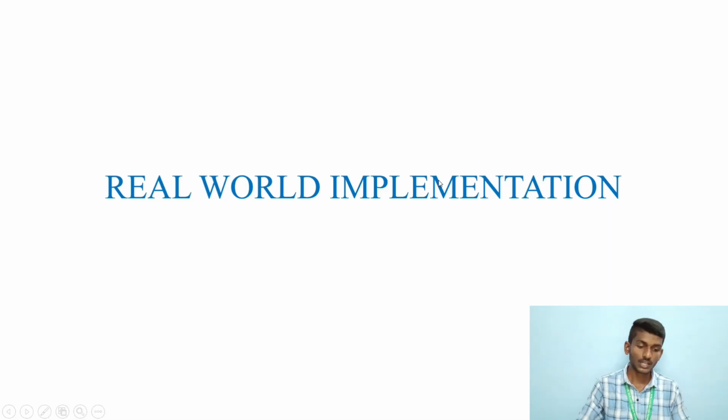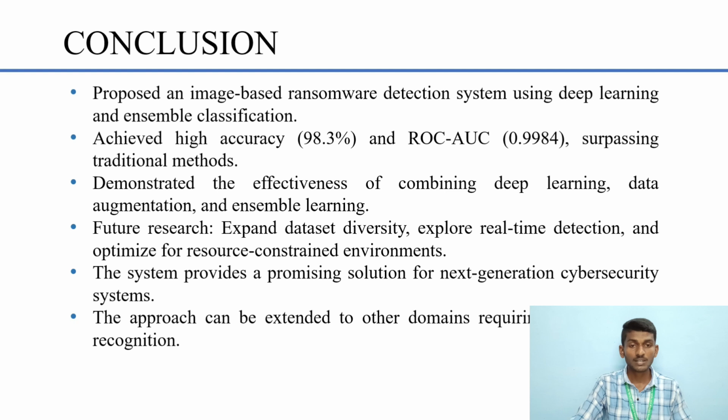So coming back to the contents, conclusion. We proposed an image-based ransomware detection system using deep learning and ensemble classification. As I already said to you, highest accuracy is 98.3% and ROC is 99.84, surpassing the traditional methods, demonstrating the effectiveness of combining deep learning, data augmentation, and ensemble classifications. Future research will expand to more datasets, real-time detection and also resource-constrained environments. The system provides a promising solution for next-generation cybersecurity systems. The approach can be extended to other domains, robust pattern recognition.